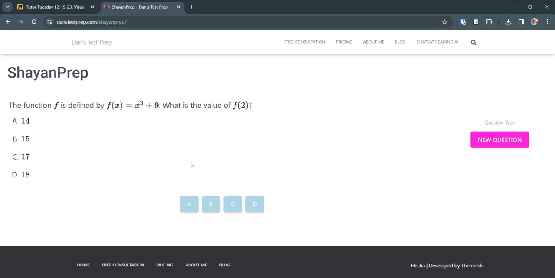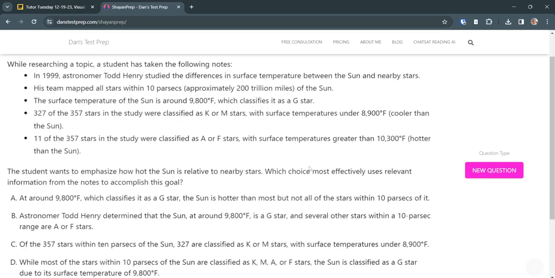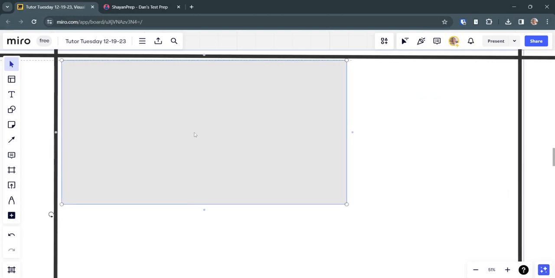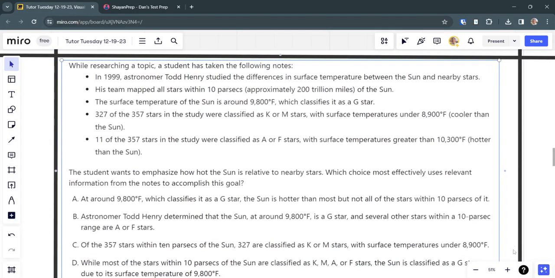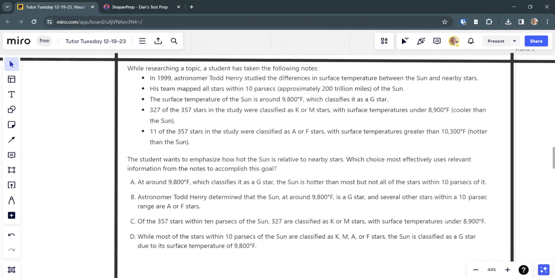Okay, this one's a little bit too easy, so we can skip this one. Let's do a reading question. That'll be nice. All right, let me also pull this up.